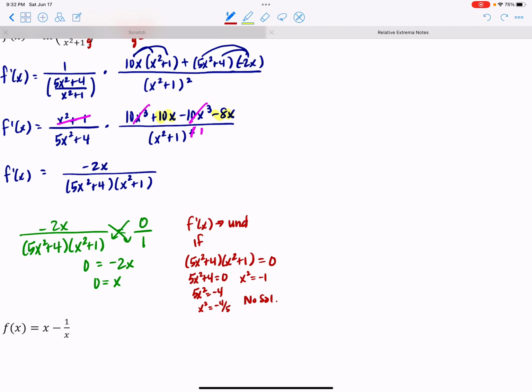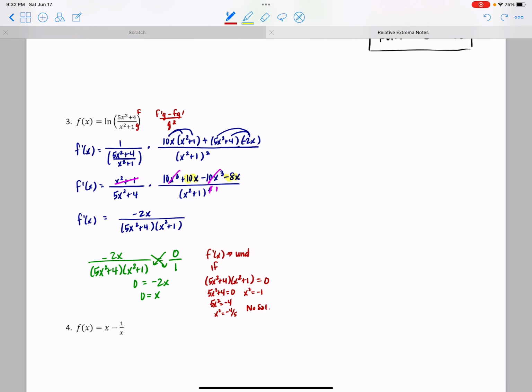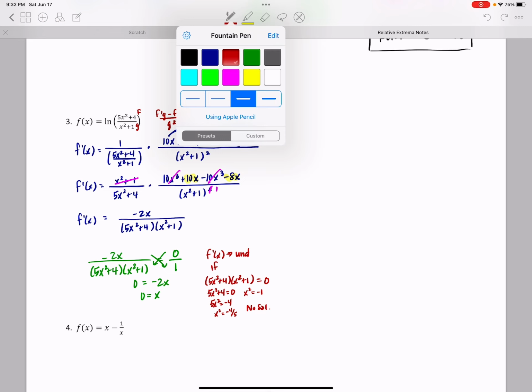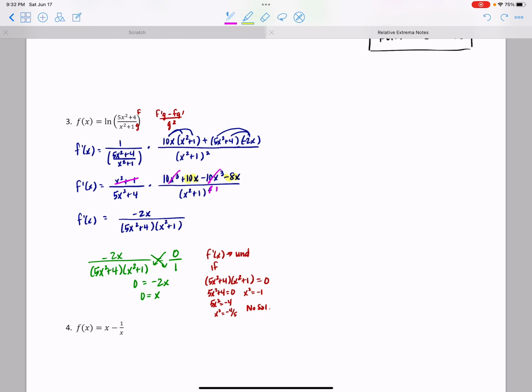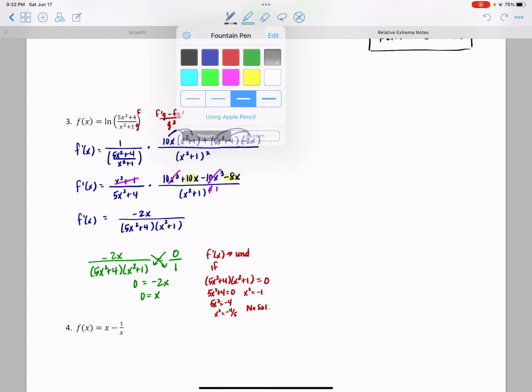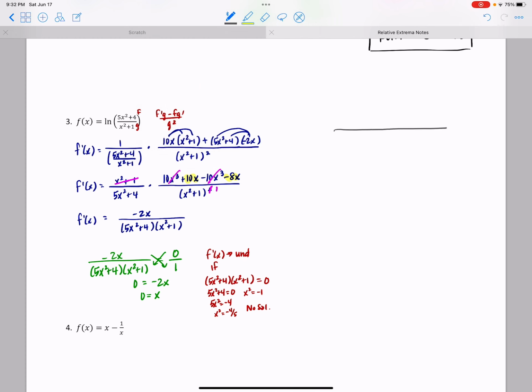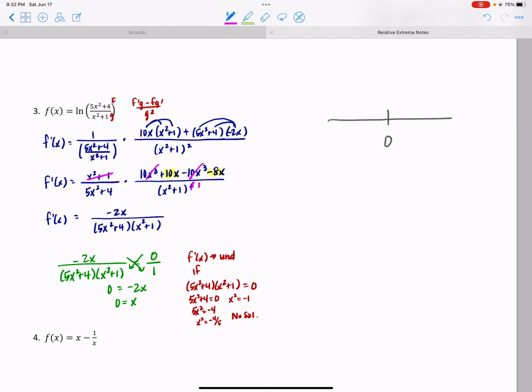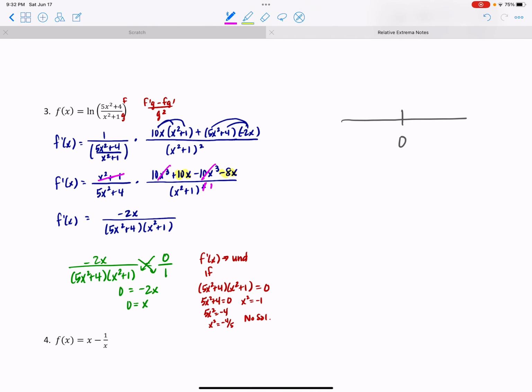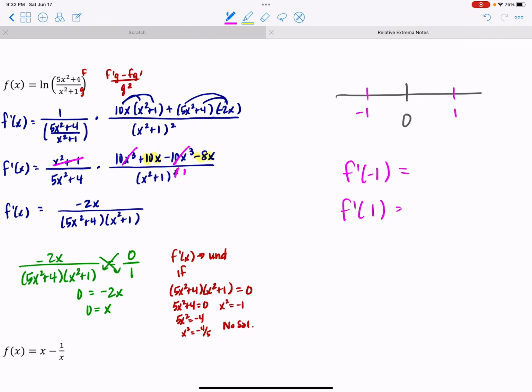So let's put that on a number line. And I made all this space, and I don't know, yeah. Not enough colors. On our number line is our one critical number of 0, and then I need to test some things before and after. So I'm going to go with a negative 1 and a positive 1. So f prime of negative 1, f prime of positive 1, and we'll figure out what's happening.